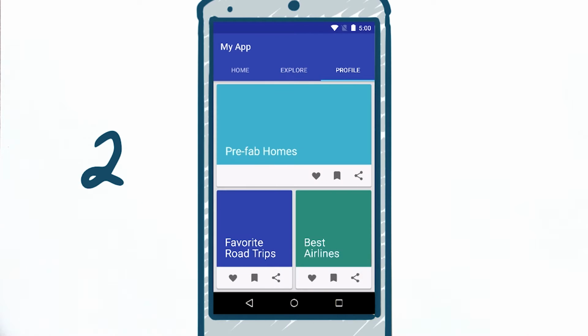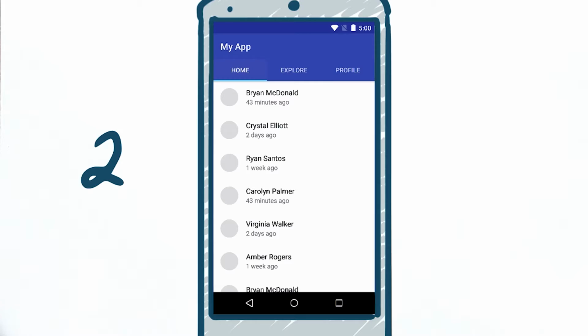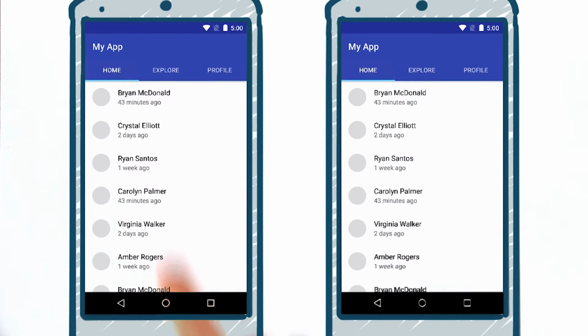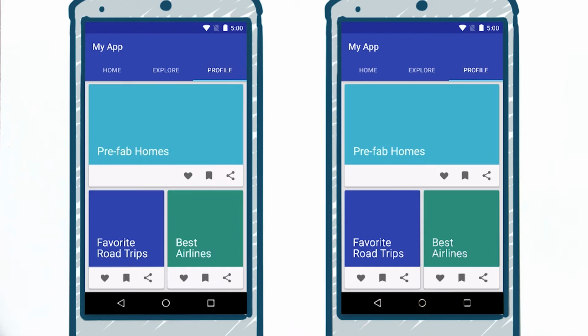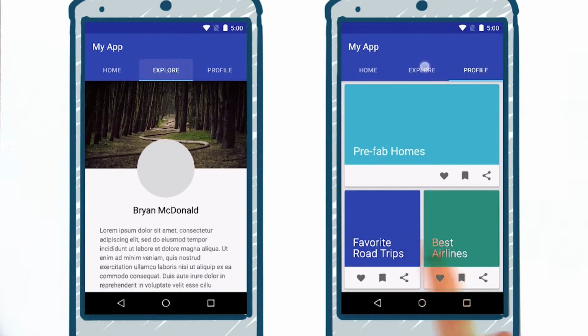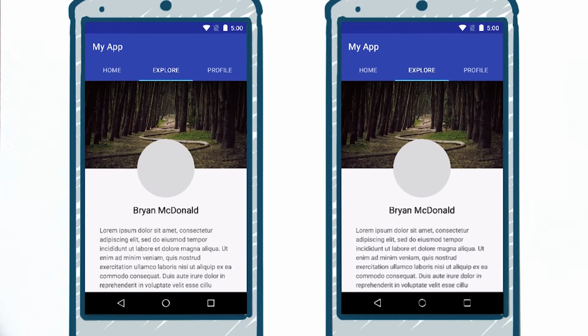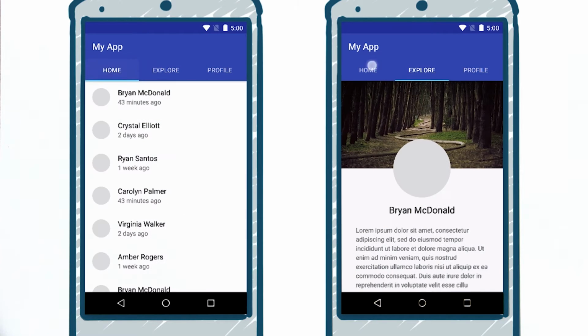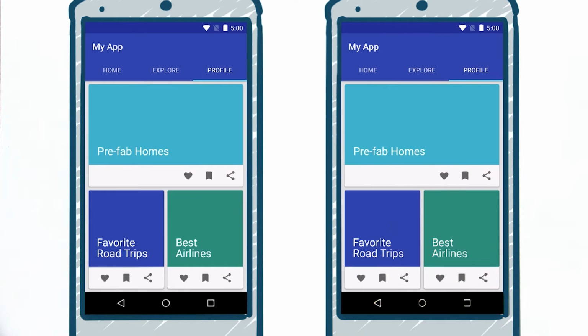Okay, now take a look at this one. Can you tell the difference? Here they are side by side. In both cases, pressing on the tab at the top changes to that tab. But in the second example, a little slide animation is used to switch tabs. This subtle animation helps communicate that you can actually swipe the tabs to switch between them. We call this instructive motion.